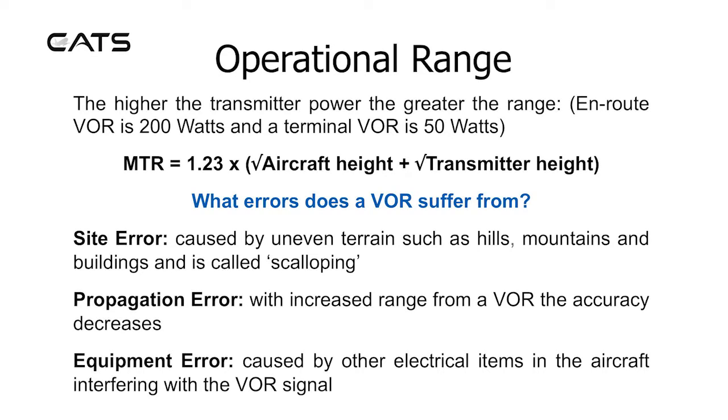VOR errors are site error, caused by uneven terrain such as hills, mountains and buildings, and is known as scalloping. Propagation error. With increased range from a VOR, the accuracy decreases. Equipment error, caused by other electrical items in the aircraft interfering with the VOR signal.